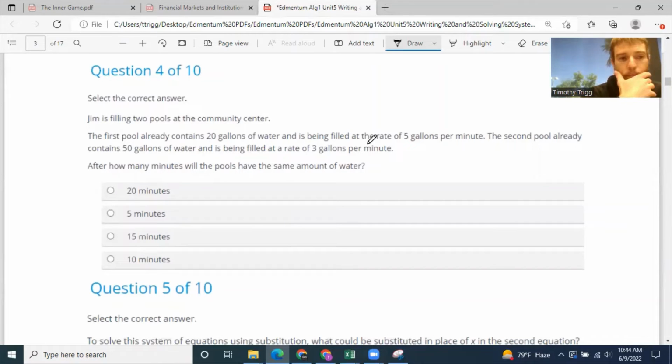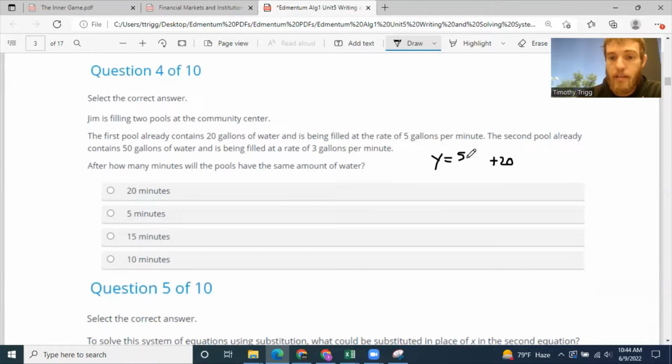Alrighty, question 4. Jim is filling 2 pools at the community center. The first pool already contains 20 gallons of water and is being filled at a rate of 5 gallons per minute. So we're going to stop right there, and we're going to write an equation for filling up this first pool. The amount of water in it, we'll call that y. It starts with 20 gallons. So that's our y-intercept, our starting amount.